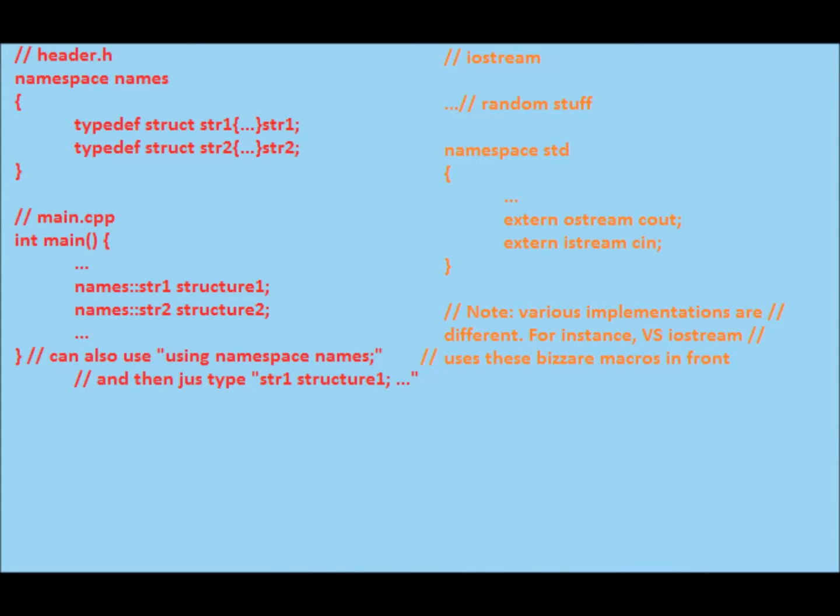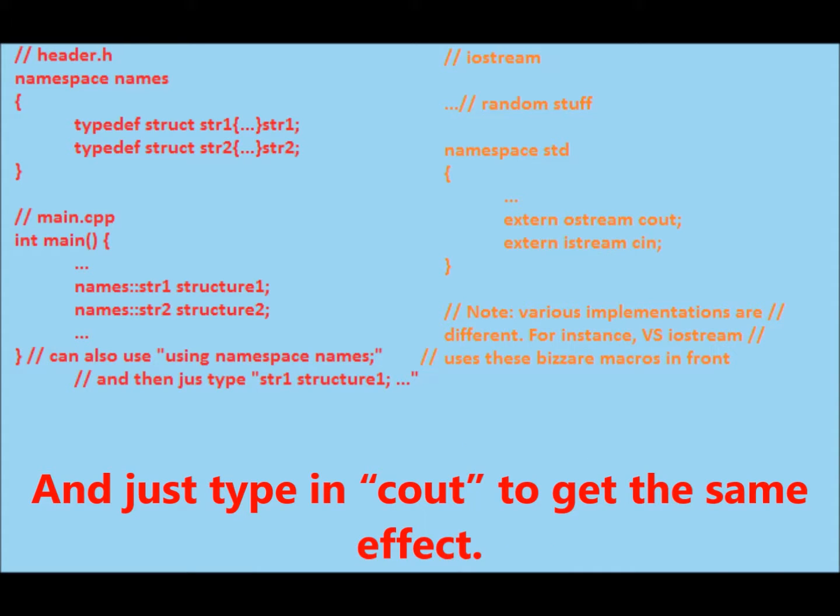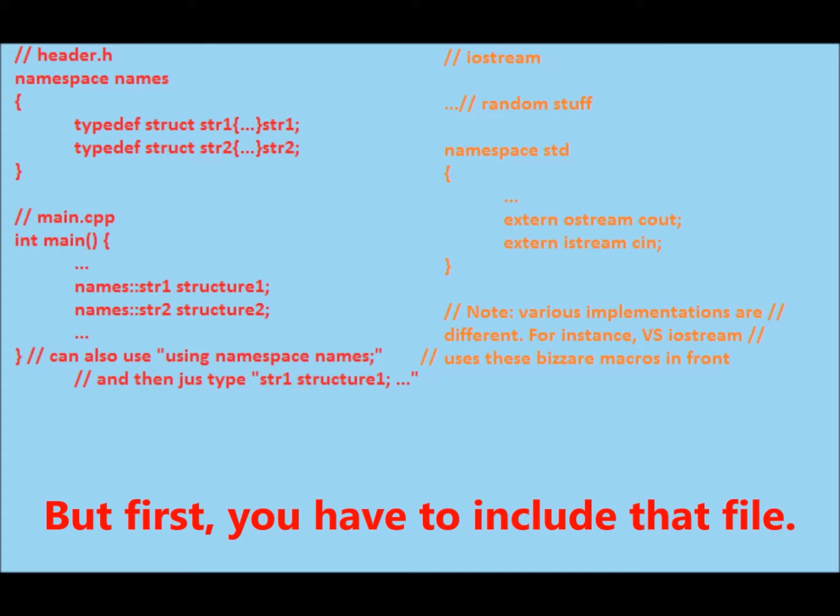source file. For instance, you've seen std:: before. However, we can put using namespace std and just type in cout to get the same effect. But first, you have to include that file.